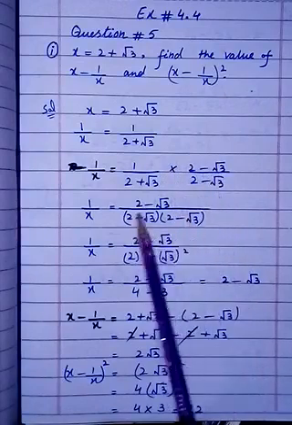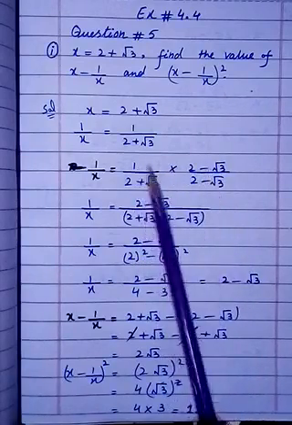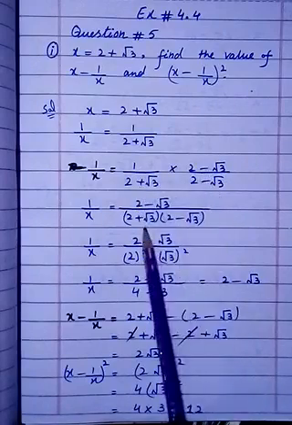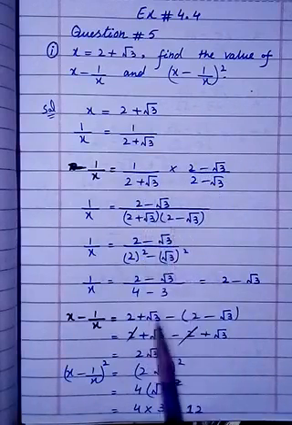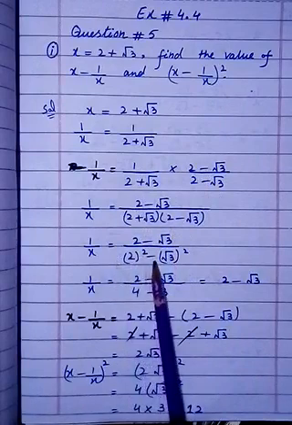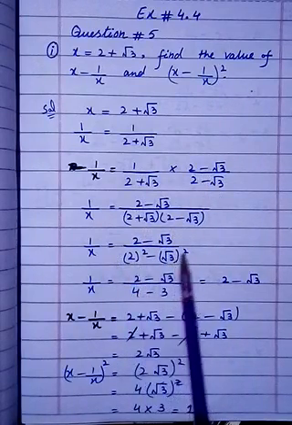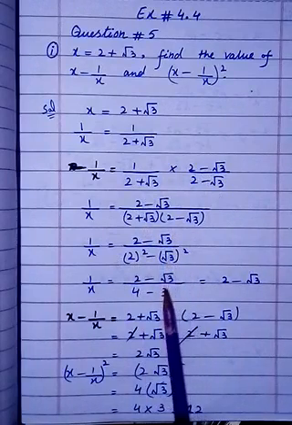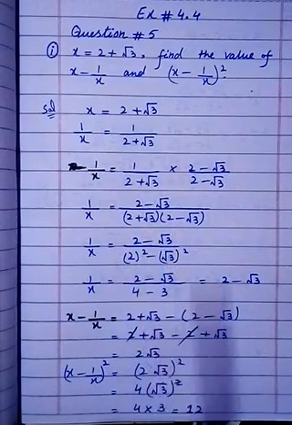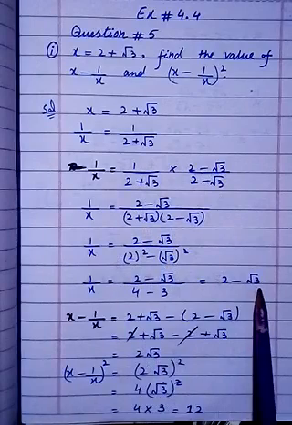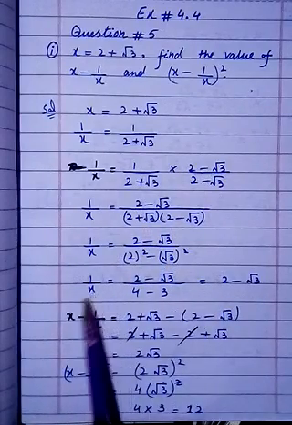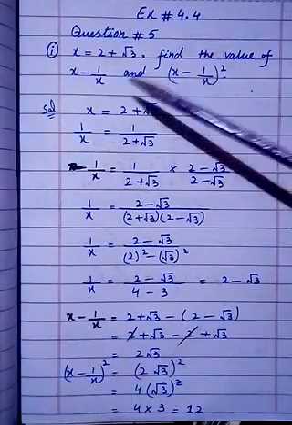Now 2 plus under root 3 multiplied by 2 minus under root 3: one time plus, second time minus. You have to write it as separate whole squares: 2 whole square minus under root 3 whole square. 2 square is 4 and the square cancels with under root, so 4 minus 3 equals 1, so the answer is 2 minus under root 3. That is the answer of 1 by x.